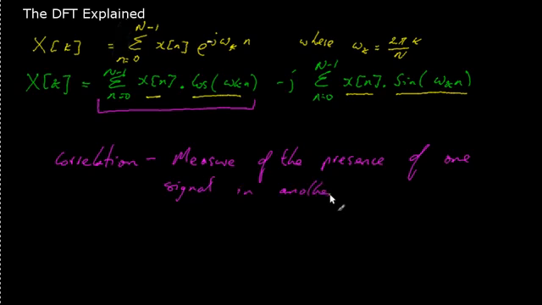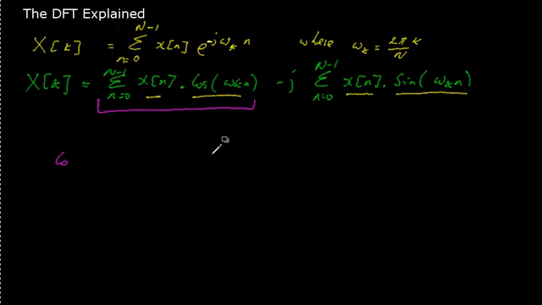And what's happening here is the measure of similarity, or the measure of the presence of the cosine waveforms, is being stored in real numbers, and the measure of the similarity of the signal with sine waveforms is being stored as an imaginary term. So we can see that the complex values that we get back are really a measure of similarity of the signal with cosine waveforms and sine waveforms. That's really what we're seeing when we apply the DFT. Now I have a figure which hopefully illustrates this process a little bit more clearly.